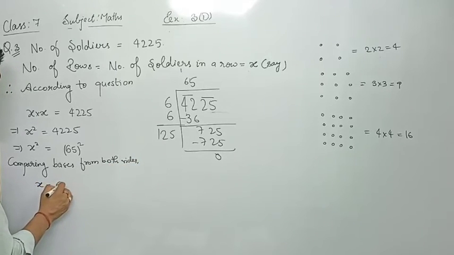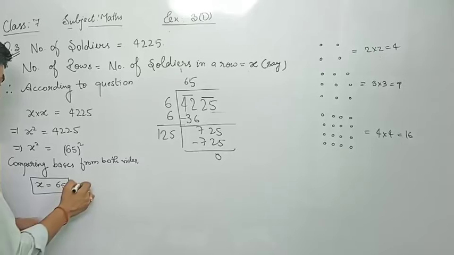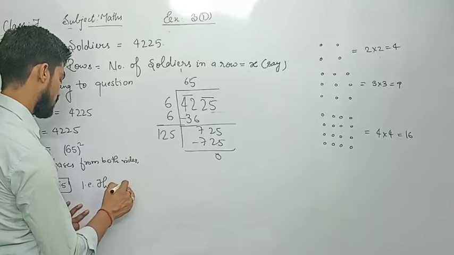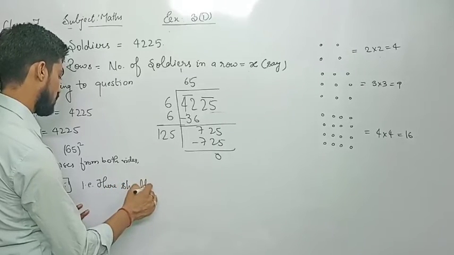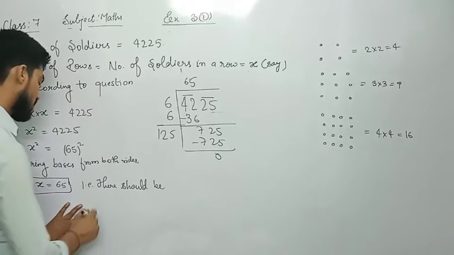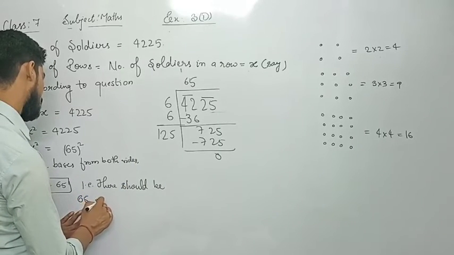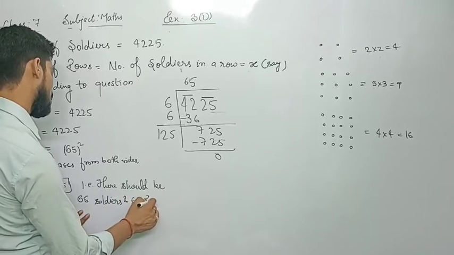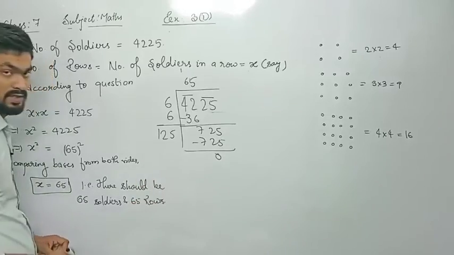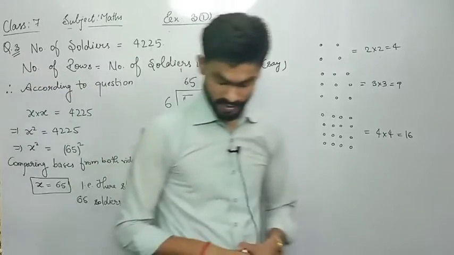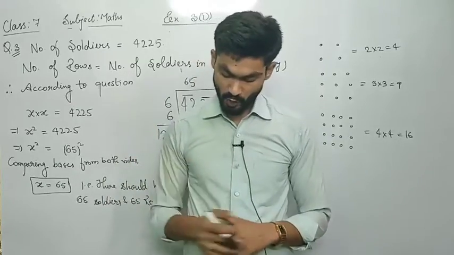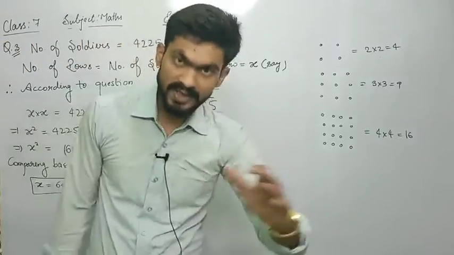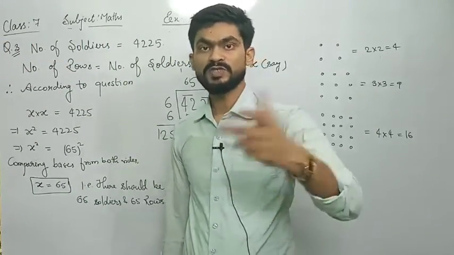X, that is, there should be 65 soldiers and 65 rows, and this will be our answer. I hope you understood. The same question is 4 and same question is 5. There is no difference there. Only the digits are being changed, situation is being changed.